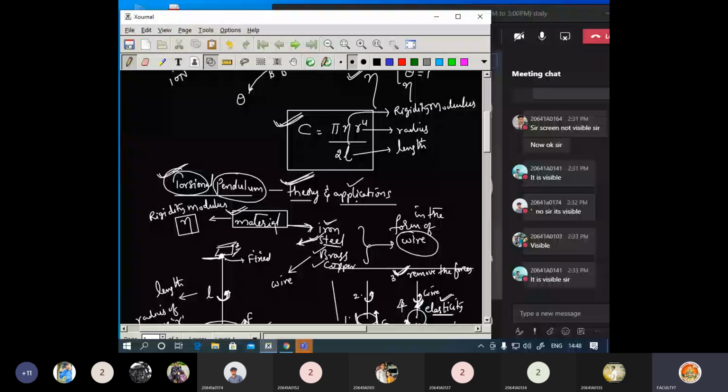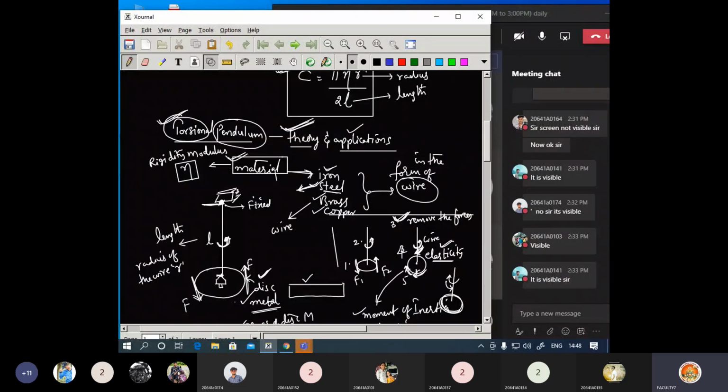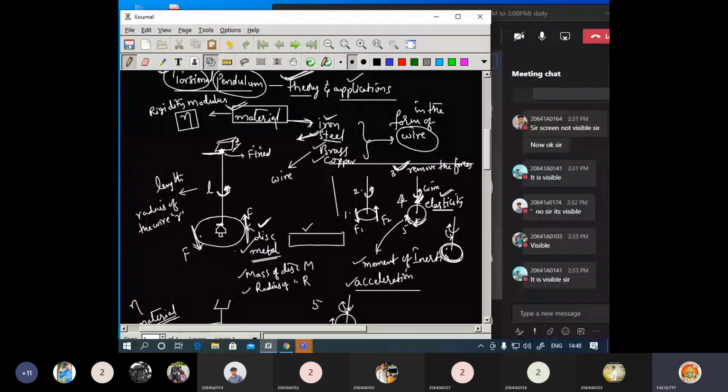So regarding theory, you are considering a material. Now you are going to take a material in the form of a wire of length L and some radius R, and you are going to place a disc or some rectangular bar or any other material which has a definite shape. Here we are considering a disc with some mass M and radius R. Now you started with the application of the twisting couple, depending on the force and a second force which is opposite and equal to the first force.